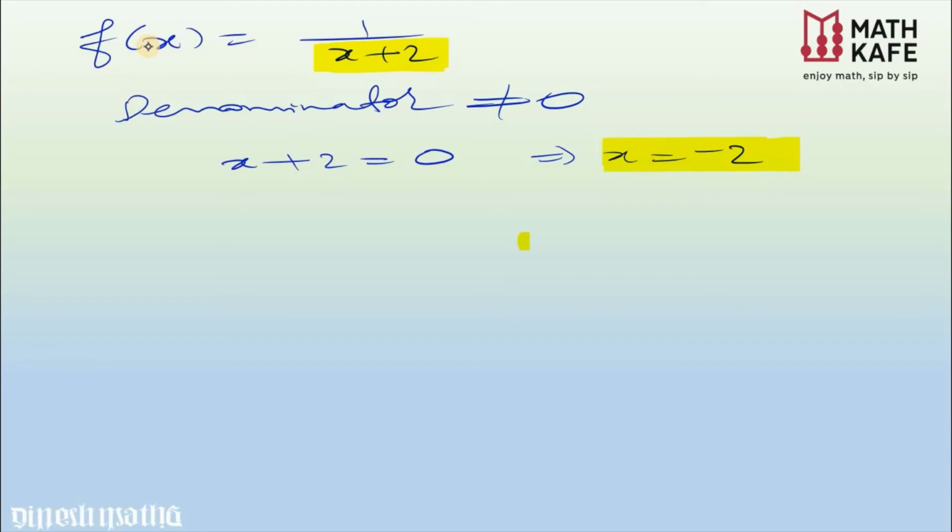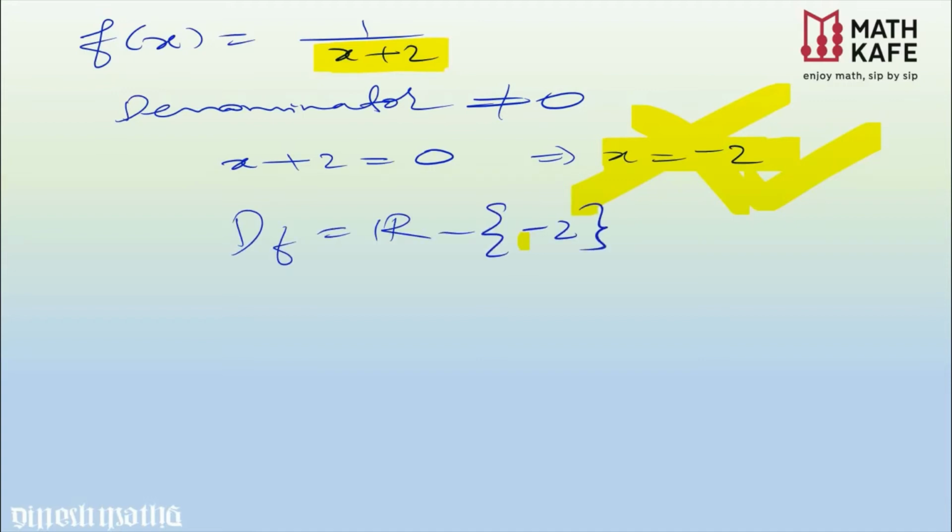So what you need to do is exclude that value which makes the denominator 0. Your domain will be everything except this negative 2. You need to strike out that negative 2. The domain will be all the real numbers except negative 2. So the idea is that whenever a denominator comes, equate it to 0 and remove that value. That will be your domain always.